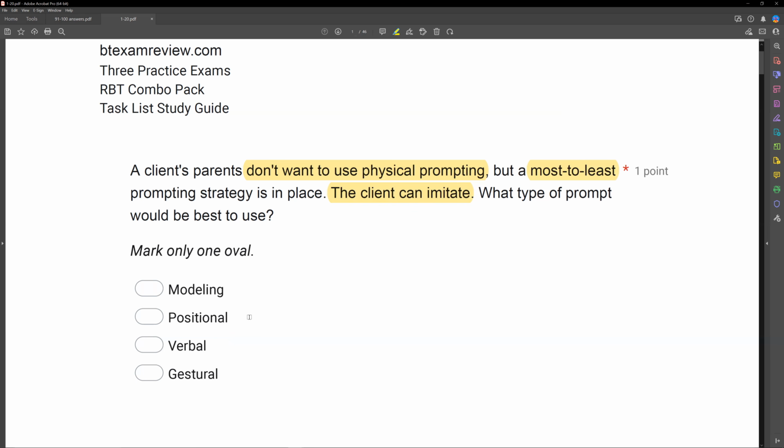B, positional. A positional prompt is very unintrusive. It simply moves around your stimuli. A verbal prompt is arguably the least intrusive prompt. And a gestural is just a step above a verbal prompt. So other than modeling, the other 3 are very, very unintrusive, and they would not be considered first after physical prompting and a most to least strategy.